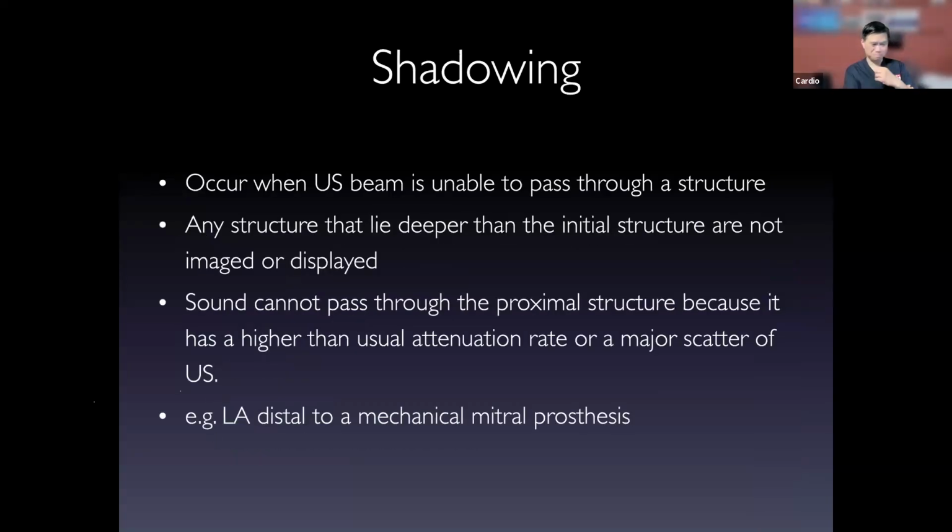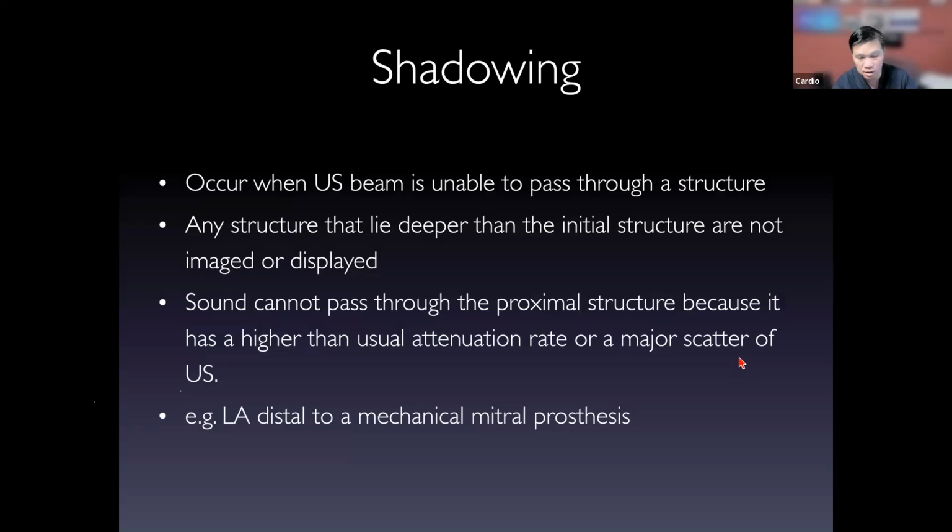Okay, and then shadowing is another type of artifact that we see all the time. It occurs when the ultrasound beam is unable to pass through a structure, and any structure that lies deeper than the initial image displayed will not be able to be seen. Sound cannot pass through the proximal structure because it has a higher than usual attenuation rate or is a major scatterer of ultrasound. For example, the left atrium distal to the mechanical mitral prosthesis.